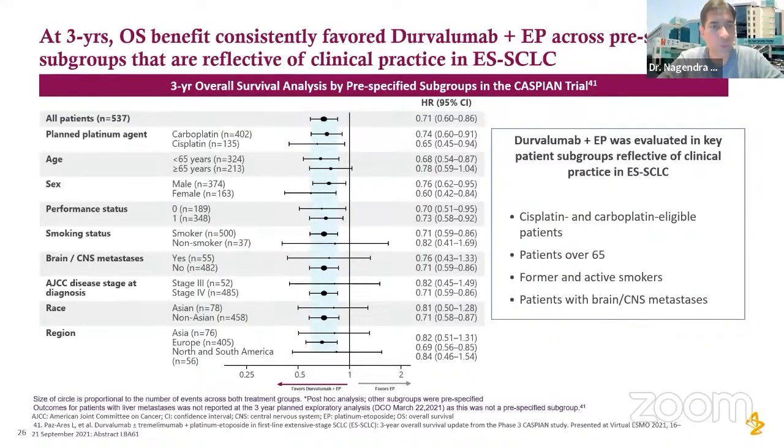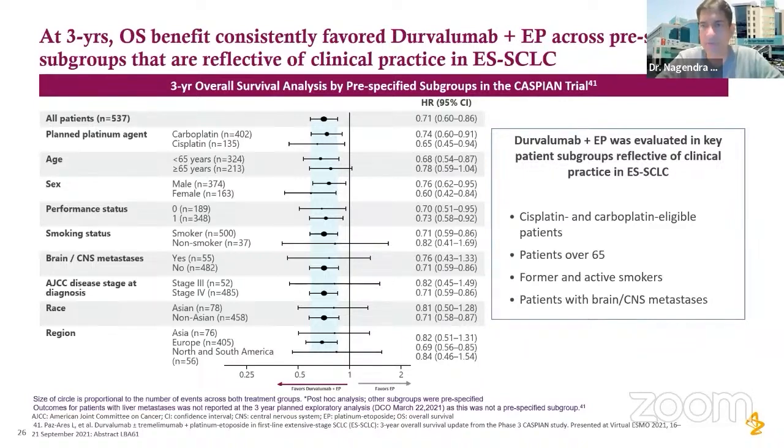At 3 years, OS benefit consistently favored Durva plus EP across the pre-specified subgroups that are reflective of clinical practice in extensive-stage small cell carcinoma lung. As you can see in the forest plot, all the dots are on the right side of the line of unity, no matter whether patients are male or female, have a good performance status, are smokers or non-smokers, or whether upfront brain mets were there or not. All the patients have got benefit with this immuno-oncology drug combination with chemo.